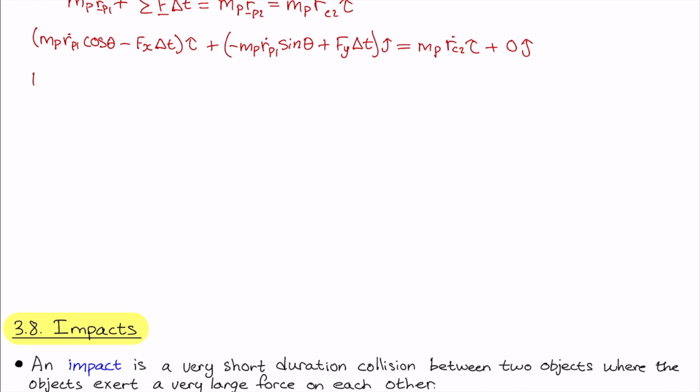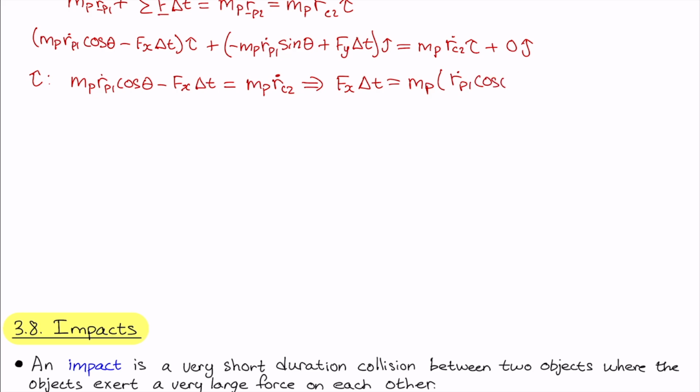So now we'll consider the i direction, and we're going to have here m_p r_p1 dot cosine theta minus Fx delta t equal to m_p r_c2 dot. That's in our i direction. So we can solve directly for that impulse, Fx delta t equal to m_p times the quantity r_p1 dot cosine theta minus r_c2 dot. And that's our impulse in the x direction.